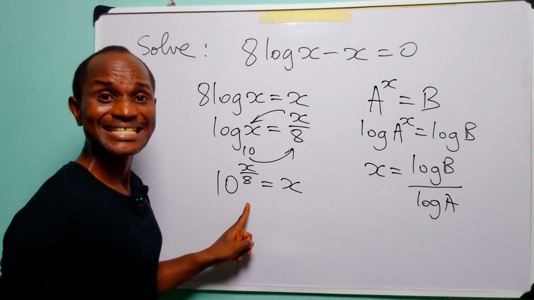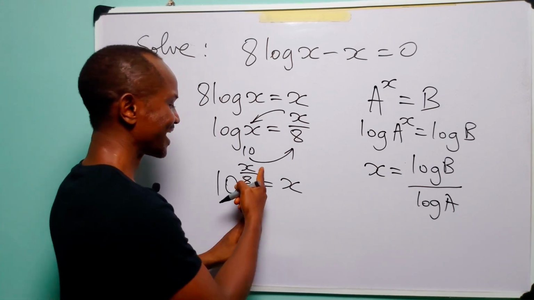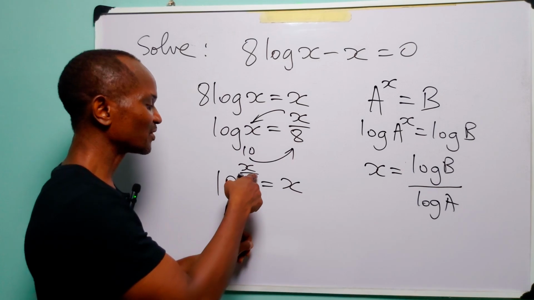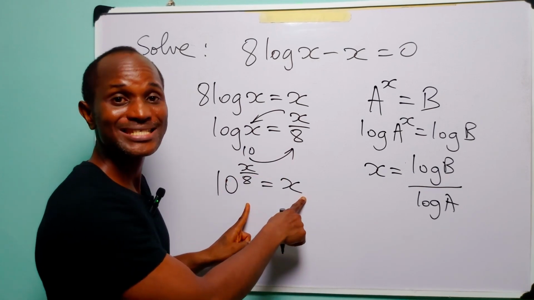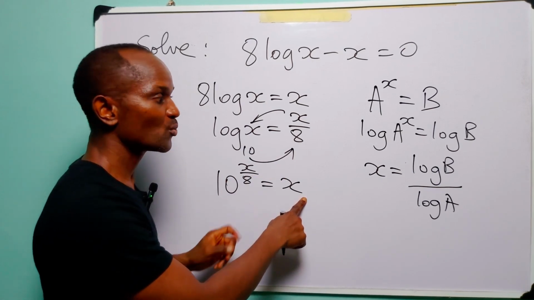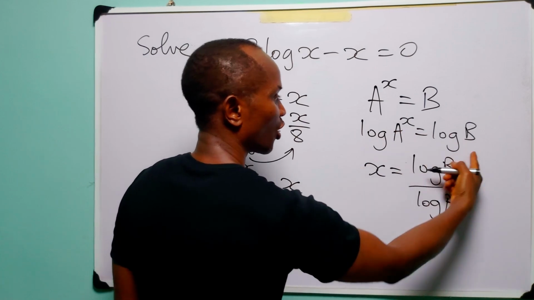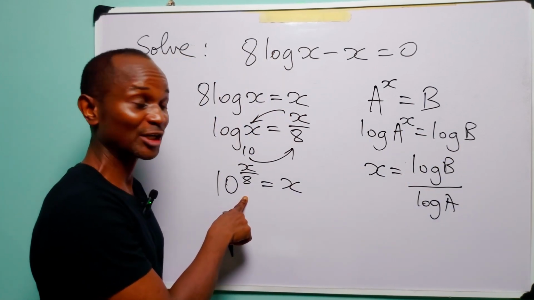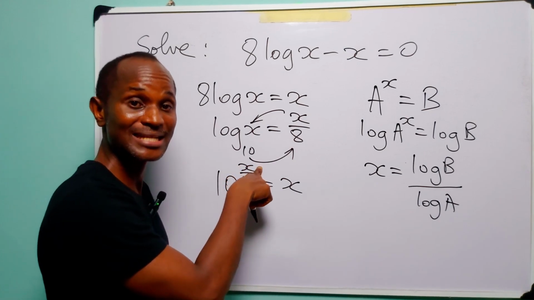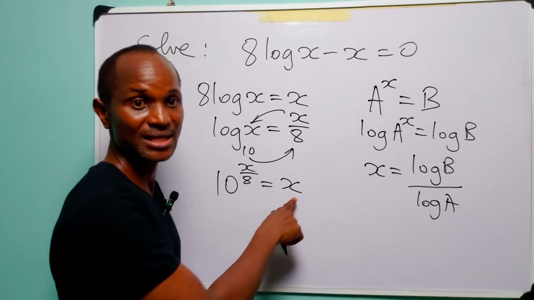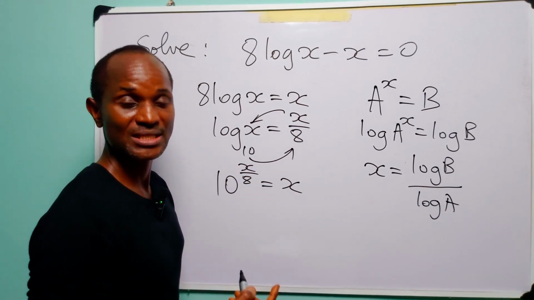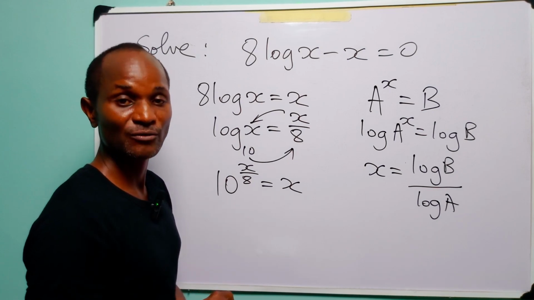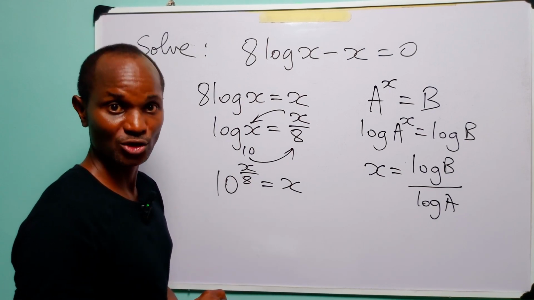But notice that in this case, we have x, the unknown, both in the exponent and outside the exponent. So we cannot simply take log of both sides. In cases like this, where we have the unknown both within the exponent and outside the exponent, the function we use is called the Lambert W function or the product log function.